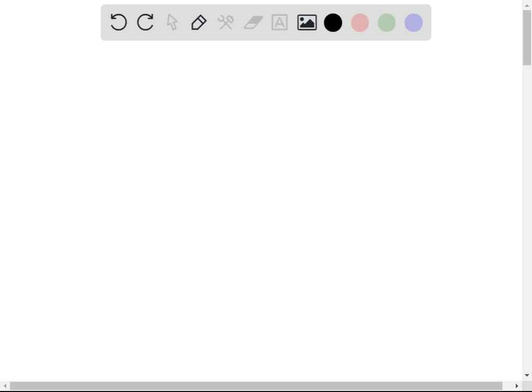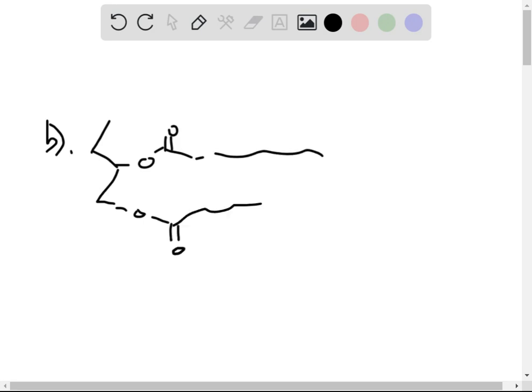So here we're given essentially different characteristics, and we're asked to determine which one could possibly be a steroid. So in regards to part B, we essentially have a glycerol molecule with three fatty acid chains, which has a structure similar to this typically, where you have some type of esterification occurring.